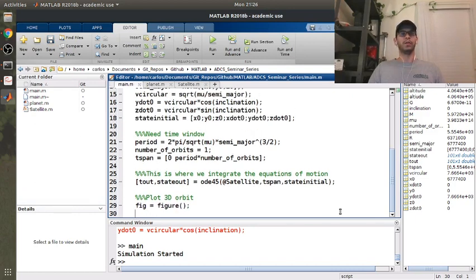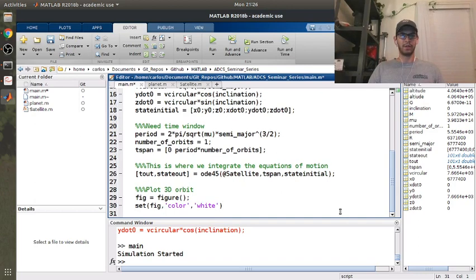What do we want to do? We want to set fig color white to make a white background. We want to do, how do you change the font size? I think I forgot how to do that, but that's fine. So let's do plot3.